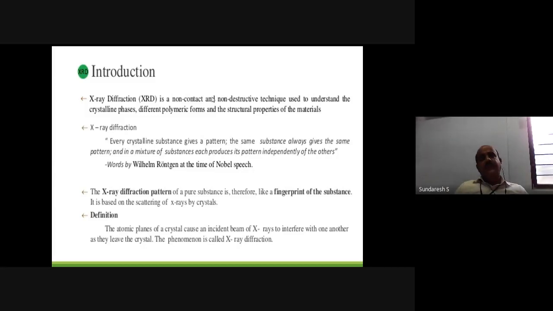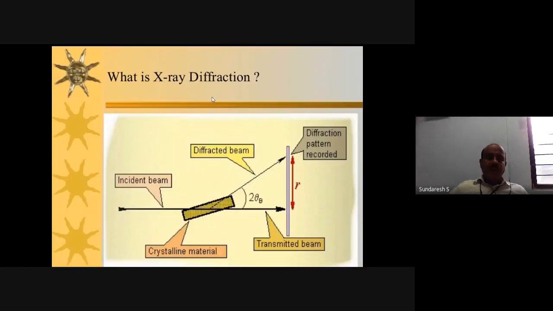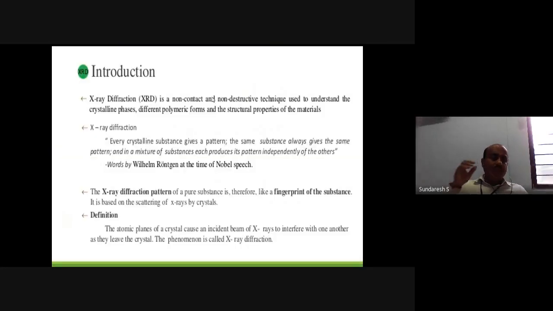Basically, it is a characterization technique where it is non-contact and non-destructive, and it is used to understand the crystalline phases, different polymeric forms, and structural properties of the materials. So this is the basic usage of XRD.